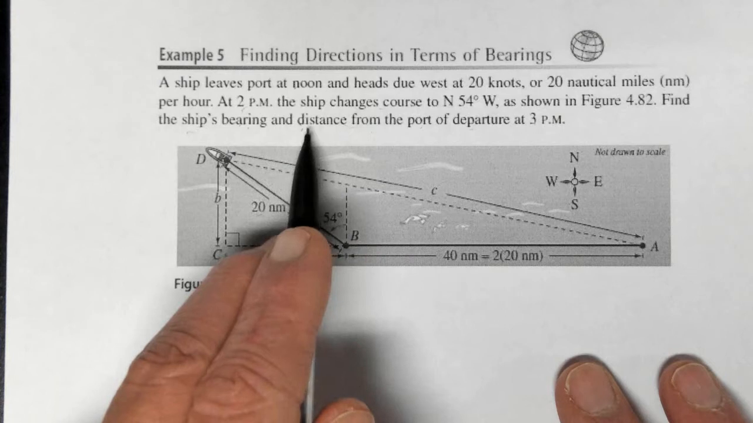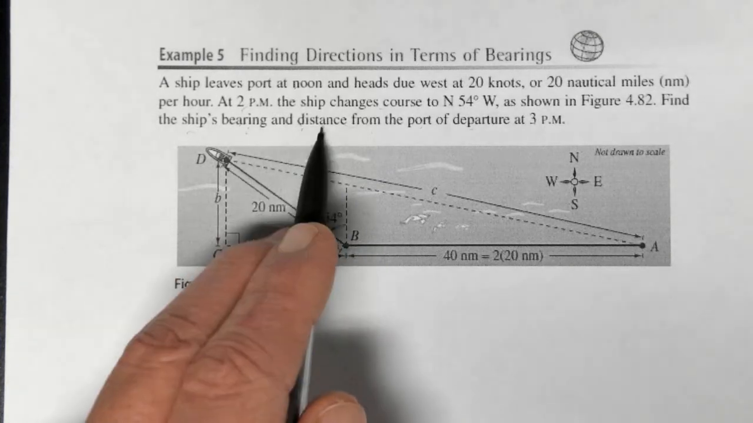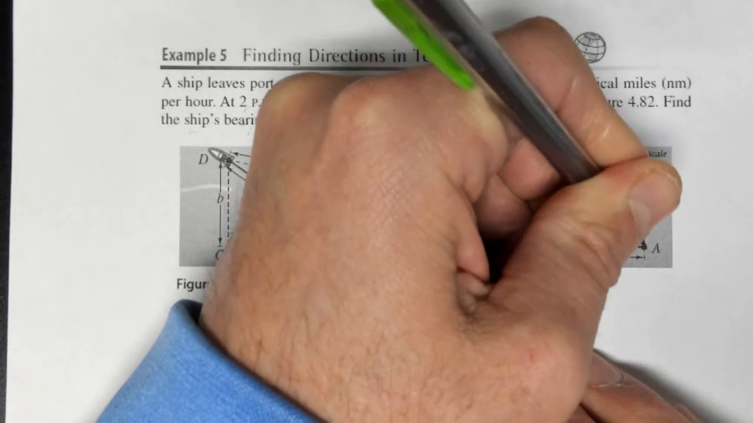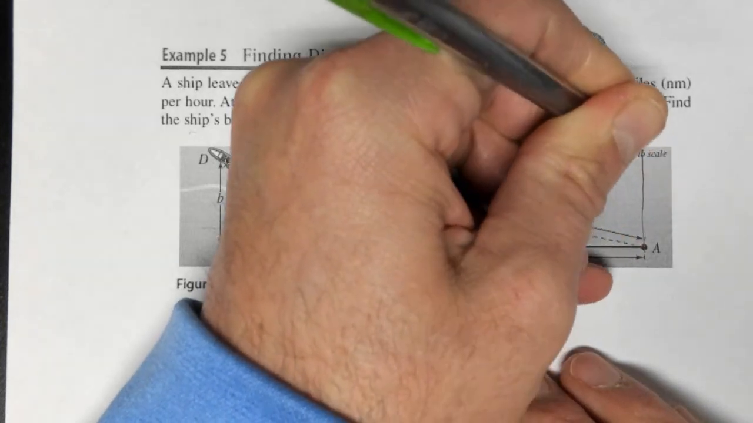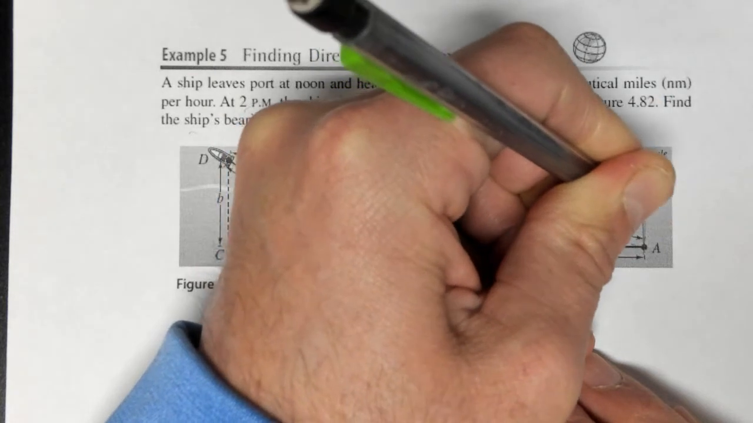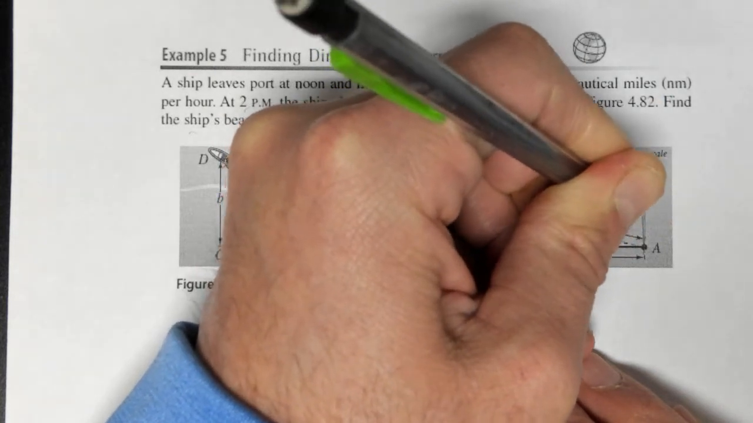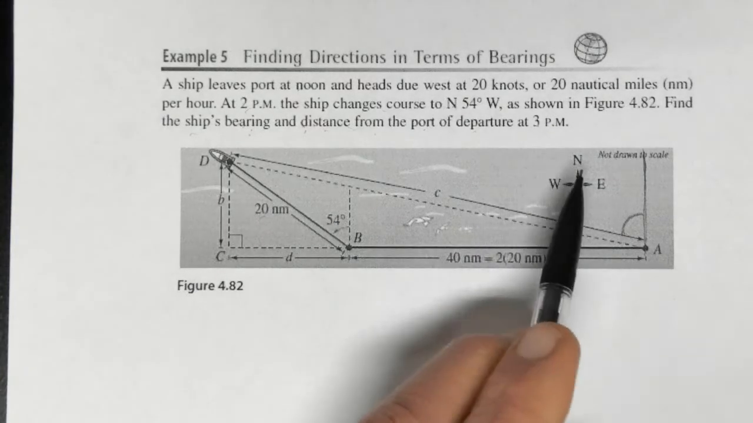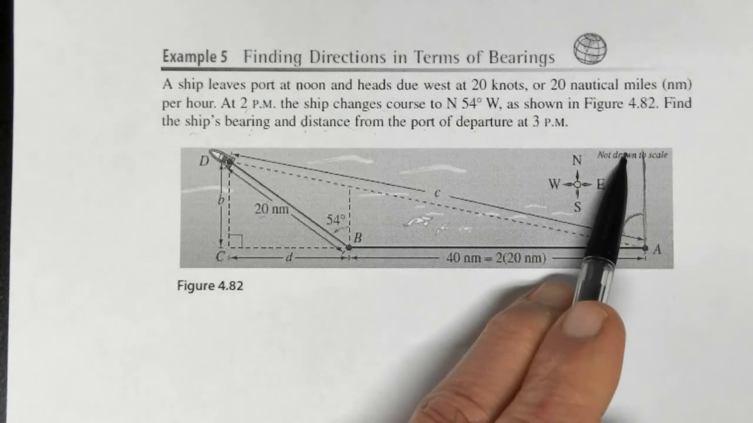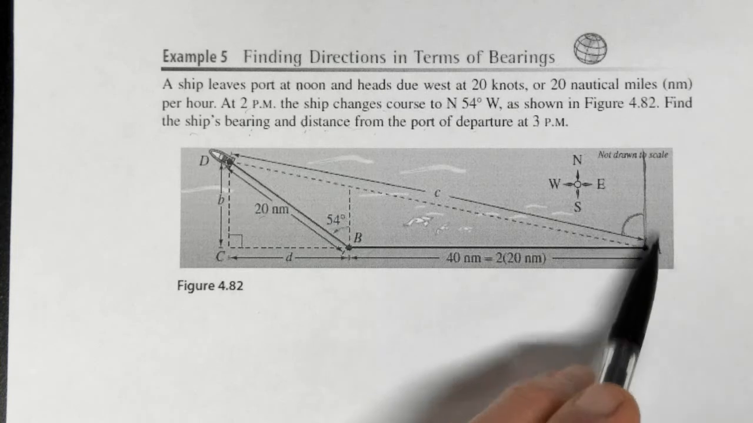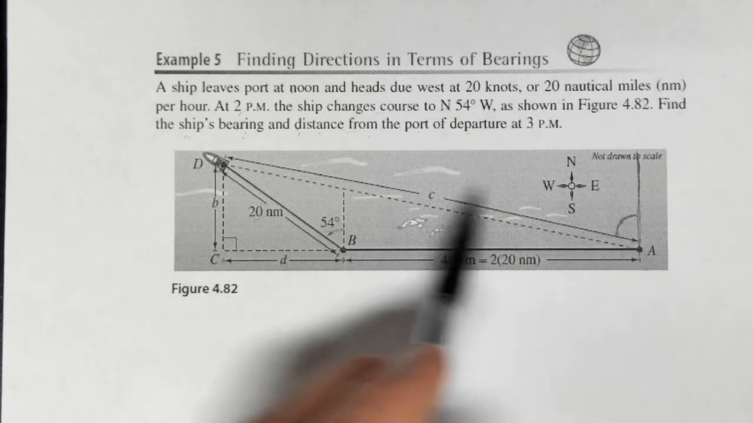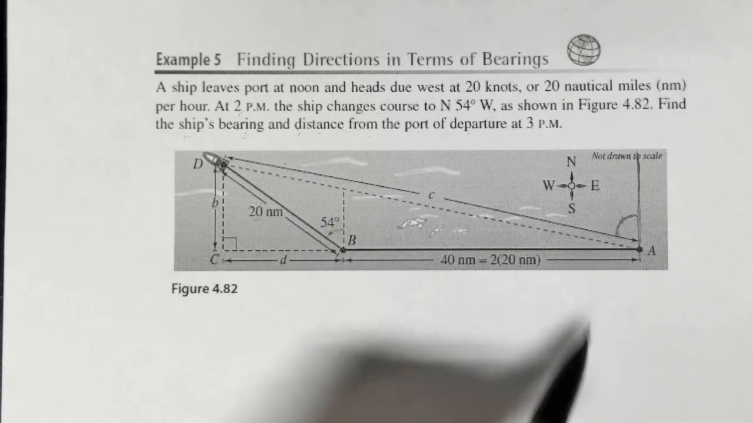By the way, they're asking for two things, the bearing and the distance. Let's talk about the bearing first. Now, the bearing is going to be off north as a reference line, not south, because this is the angle that we need to try to find in our bearing. So the bearing is going to be north, this angle, west. North, this angle, whatever it is, west. We've got to find this angle somehow.